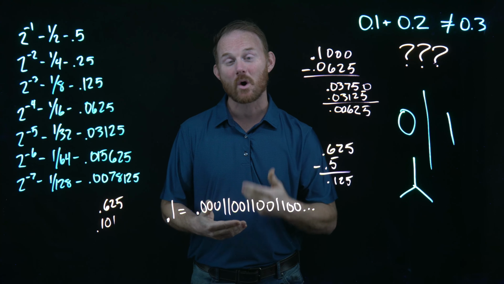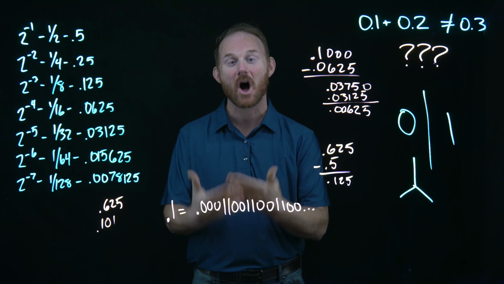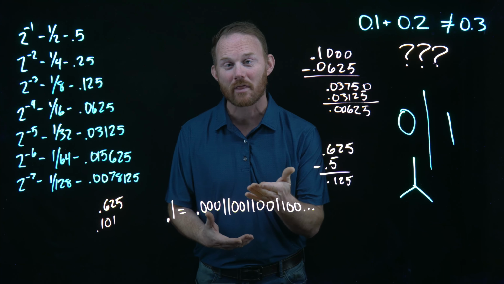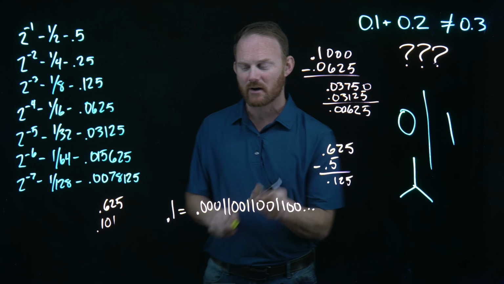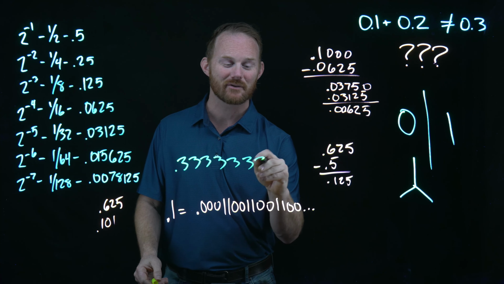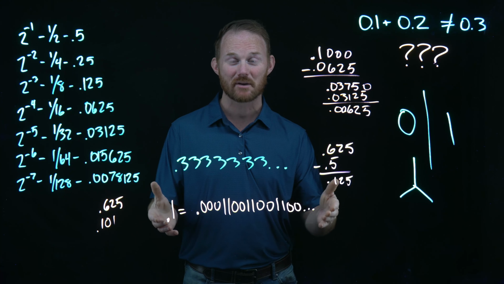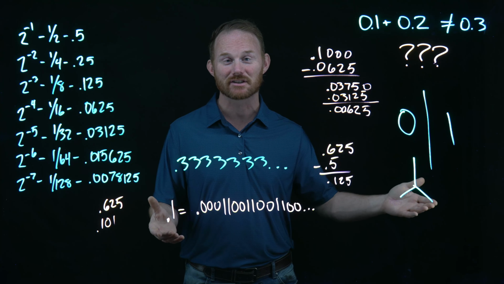In binary, when we only have 2 digits to work with, 0 and 1, it is essentially an unrepresentable number, like the number 1/3. The number 1/3 in our 10-base system is this, right? Just keep writing 3, and you'll never get to the end. 0.1 we can't represent in binary without an infinite number of digits, okay?